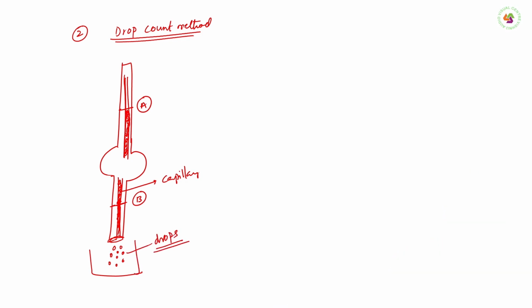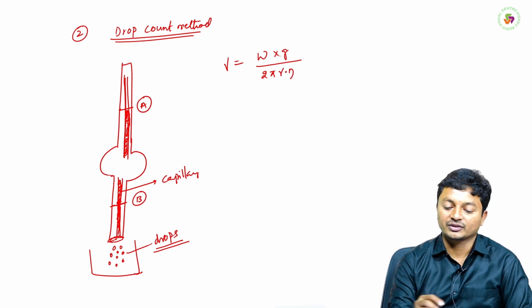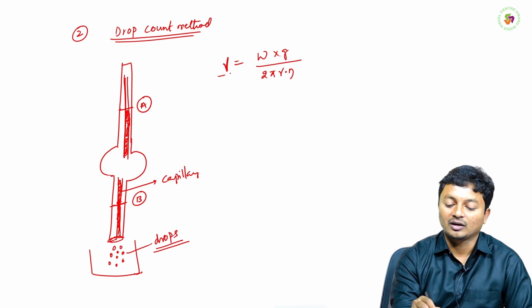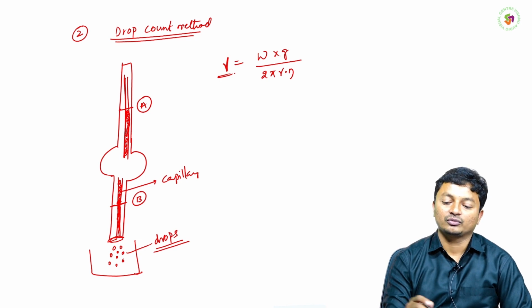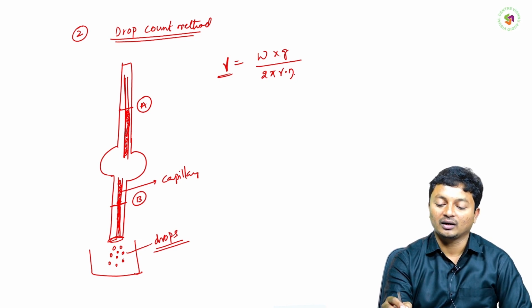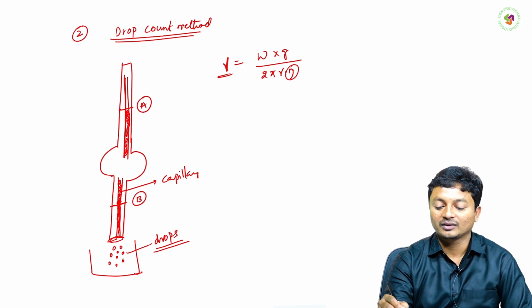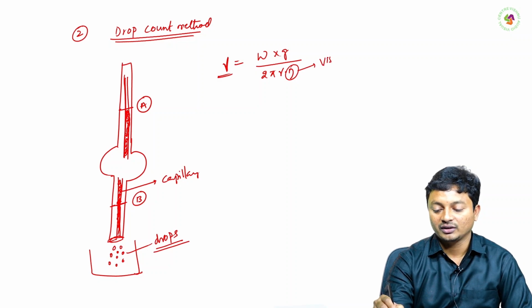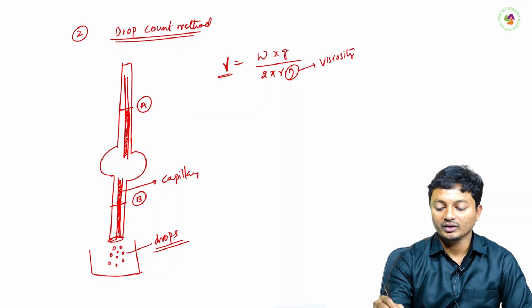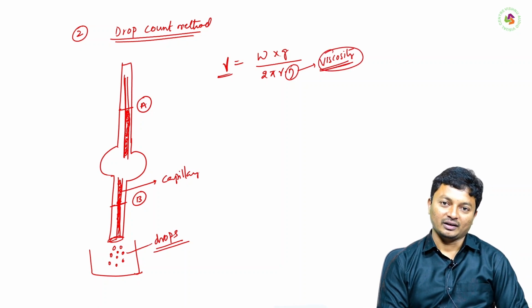During this process, the gamma value will be written as W into G divided by 2 pi R. During this, we can write the gamma value as W into G divided by 2 pi R into eta. Here this eta indicates the viscosity of the sample. So based on this viscosity, the number of drops will be decided.